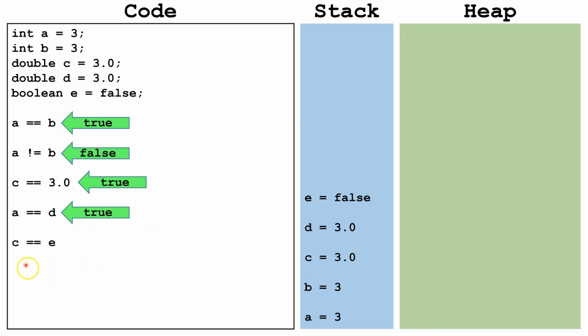Finally, we have the expression c is equal to e. So we're comparing 3.0 to the Boolean value false. This is going to generate an error because there's no way for the compiler to compare a numerical value to a Boolean value.